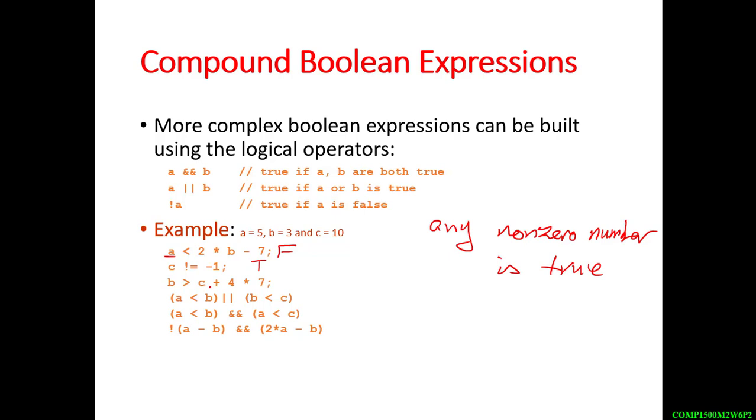Is b, which is 3, greater than c plus 4 multiplied by 7? 4 multiplied by 7 is 28. 10 plus 28 is 38. Is 3 greater than 38? So this is a false also.